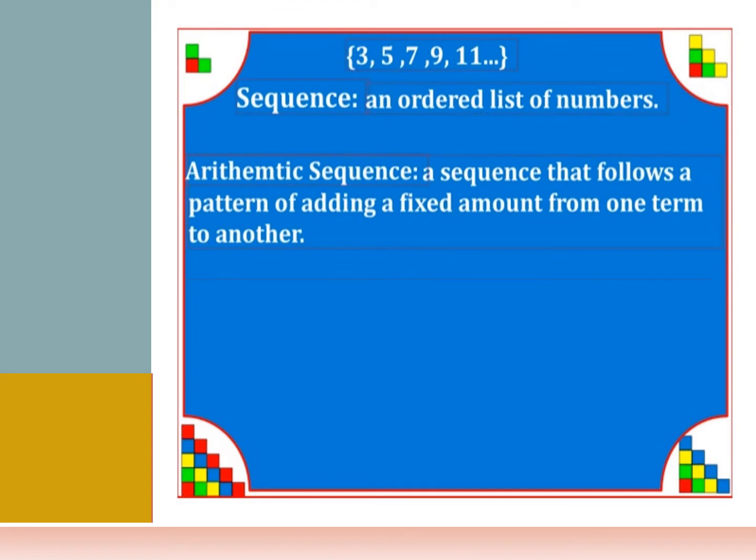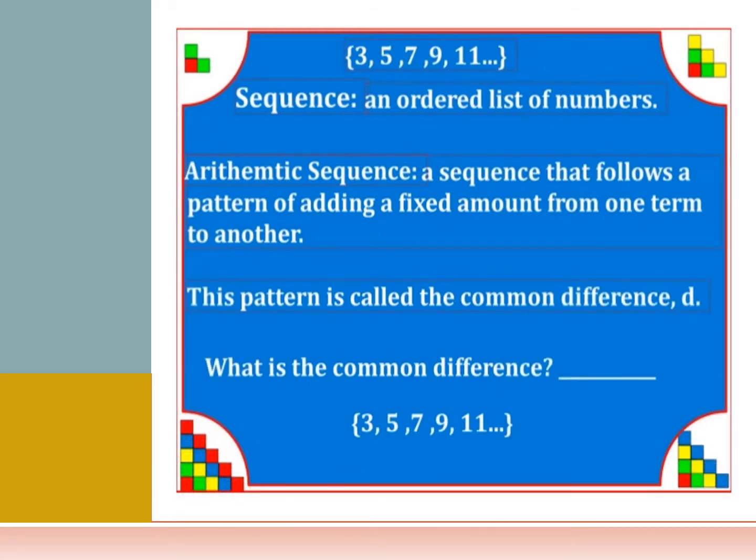Here we have the sequence 3, 5, 7, 9, 11, etc. Sequence: an ordered list of numbers. Arithmetic sequence: a sequence that follows a pattern of adding a fixed amount from one term to another. This pattern is called the common difference, represented by d.